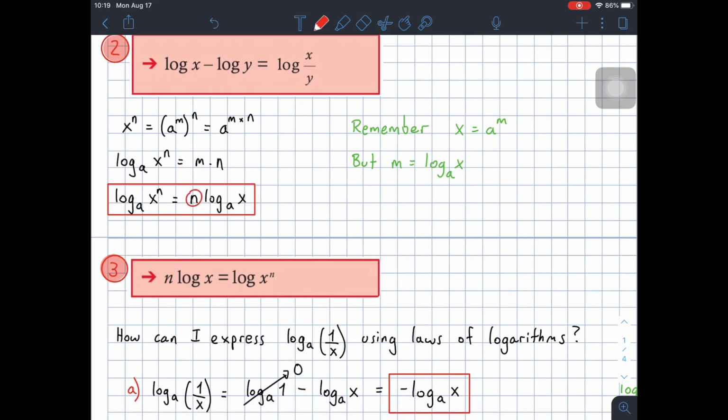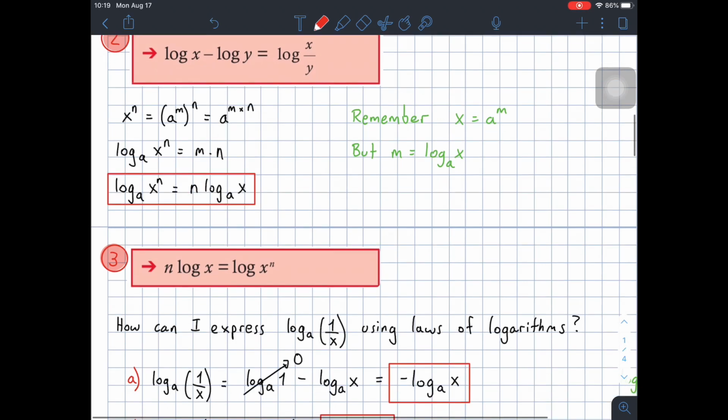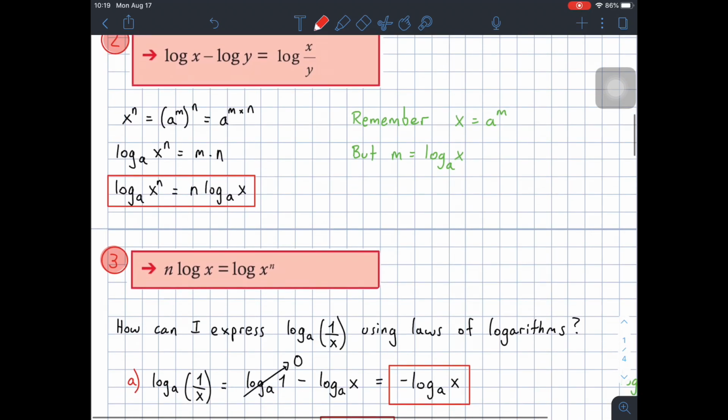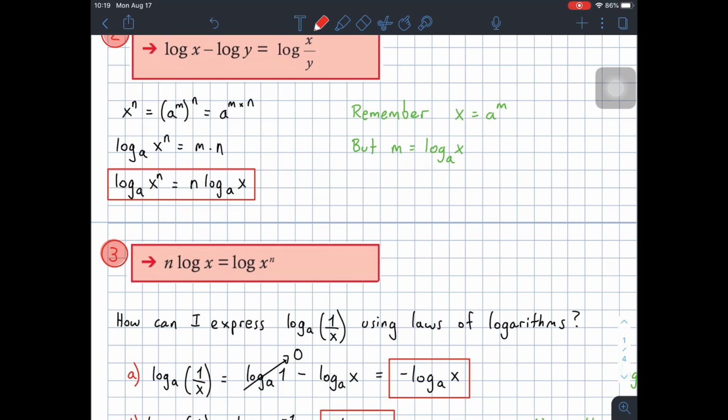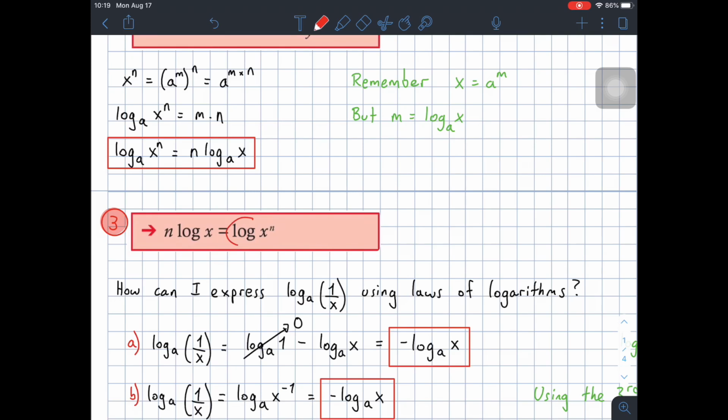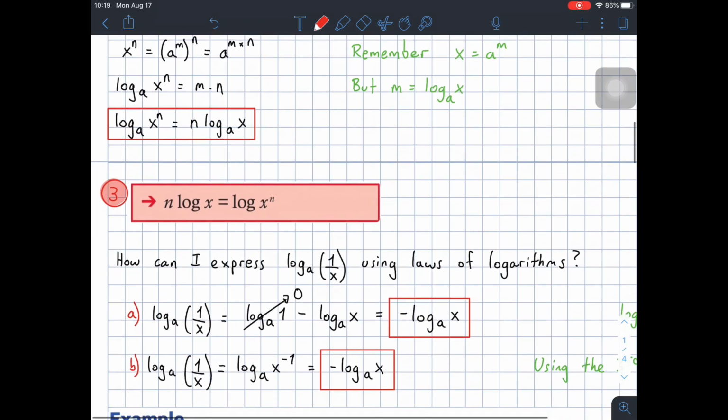I wrote n in front on purpose, just for you to be able to see that with this law, whenever you have an exponent in the argument, you can bring the exponent to the front of the logarithm, okay? And that's exactly what this law states. If we have log of x to the power of n, I can take the exponent down and rewrite it this way, n times log of x, okay? So that's what this third law is about. Whenever I have an exponent inside the argument, I can bring the exponent to the front of the logarithm.